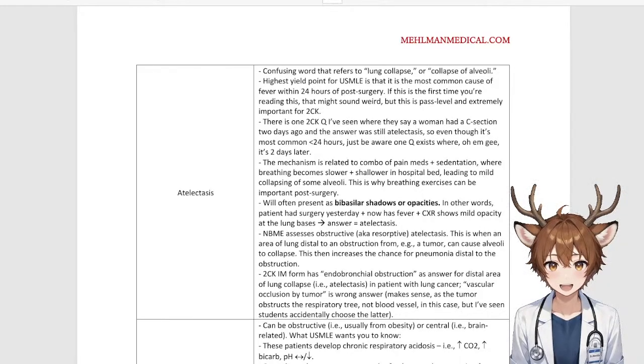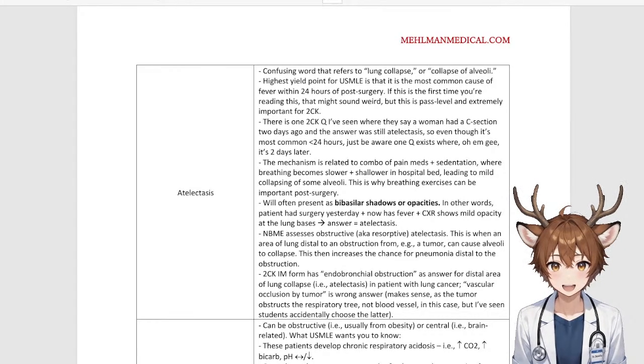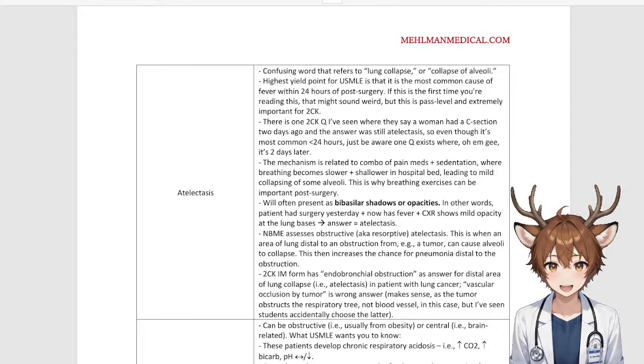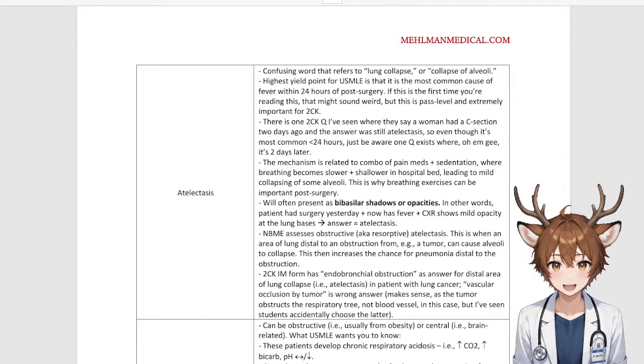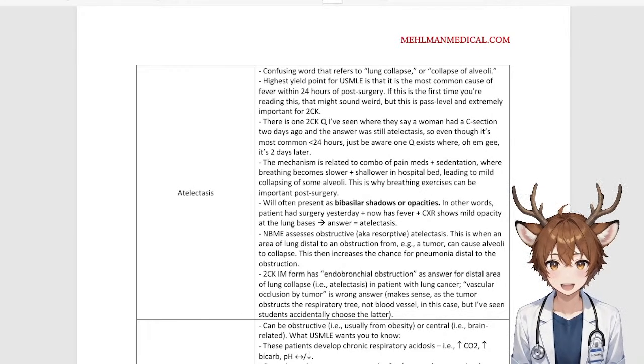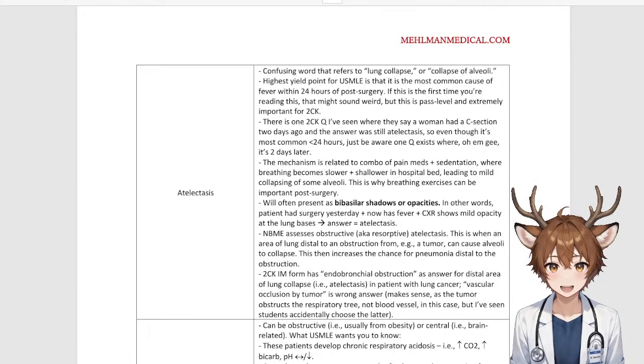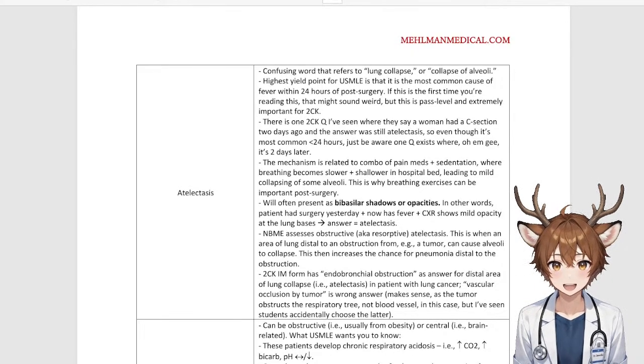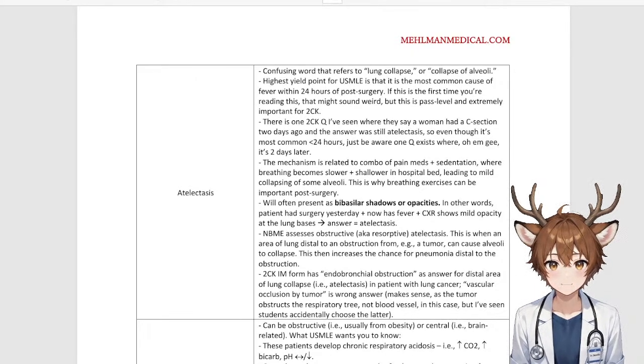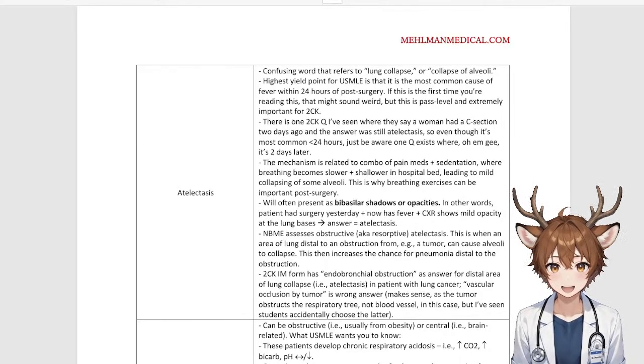Most common cause of fever within 24 hours of post-surgery: atelectasis. There is one 2CK question I've seen where they say a woman had a C-section 2 days ago and the answer was still atelectasis. So even though it's most common less than 24 hours, just be aware the one question exists where, oh my gosh, it's 2 days later.